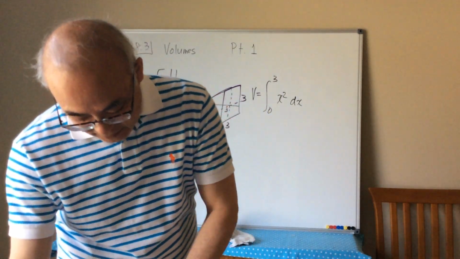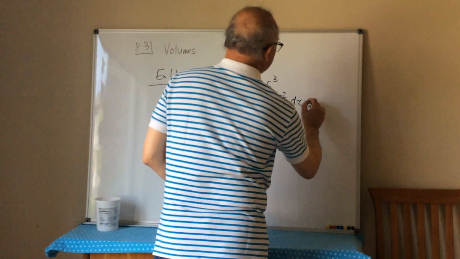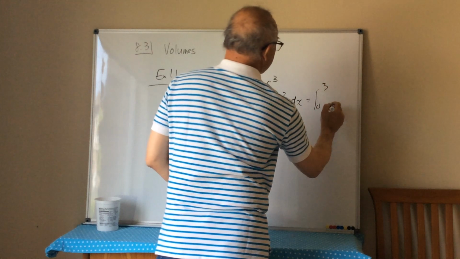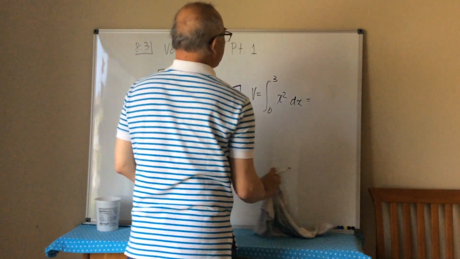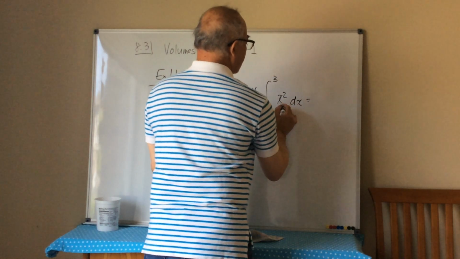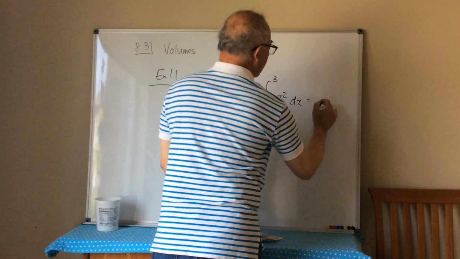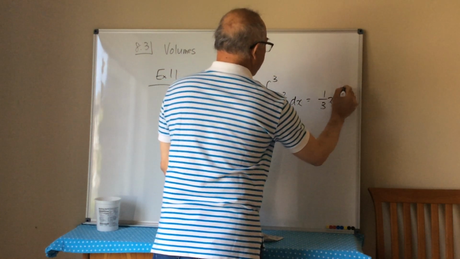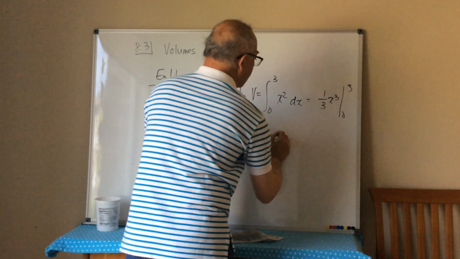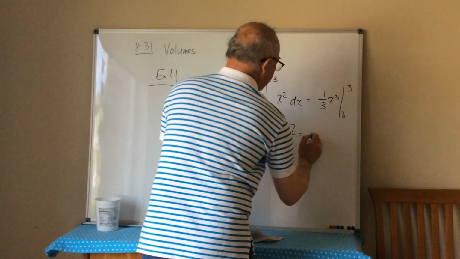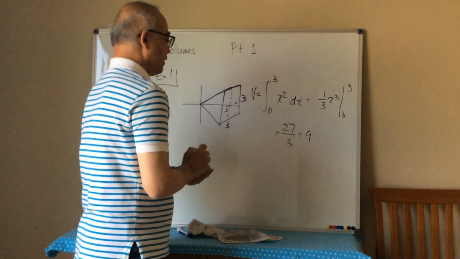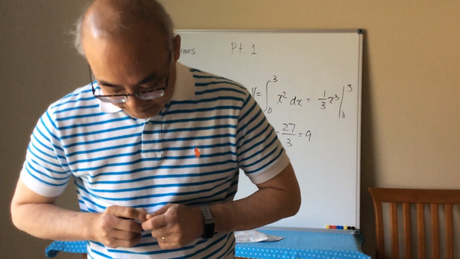So what do we have? We're going from 0 to 3. If I integrate that, I get the antiderivative x cubed over 3, from 0 to 3. So you get 1/3 of 27, which is 9. So the answer is going to be 9.